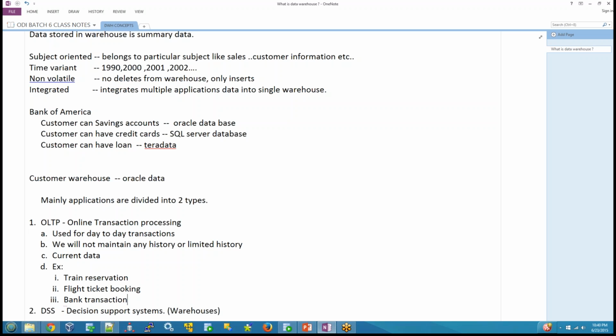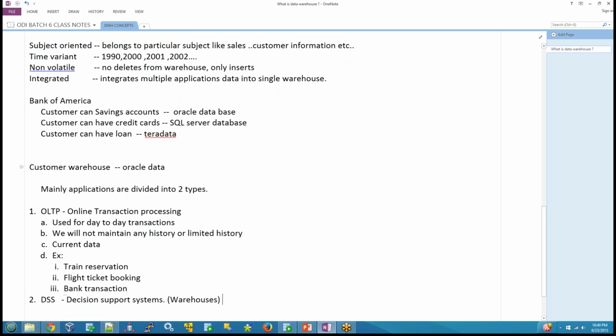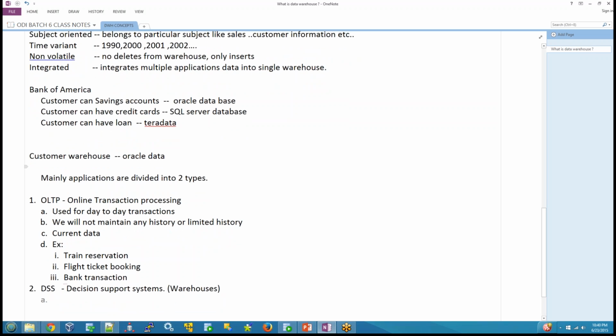So the applications are divided into two types: online transaction processing and the decision support system. So the decision support system is a warehouse only. Okay, now here we use it for the decision support system. Use it for reporting purposes.